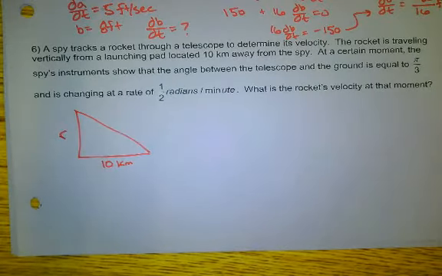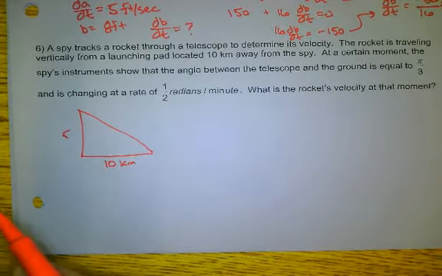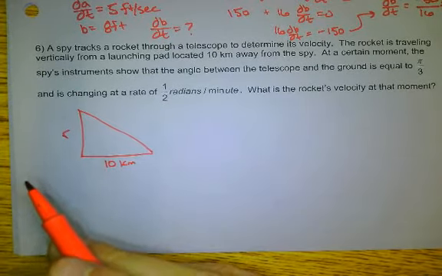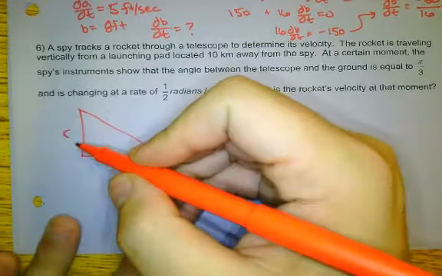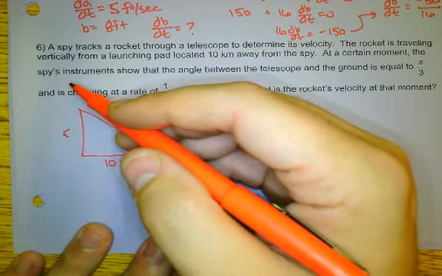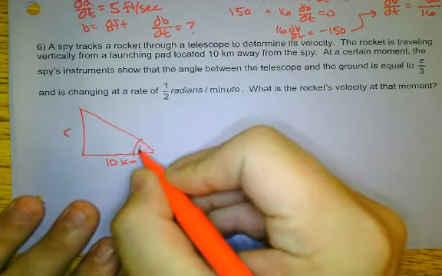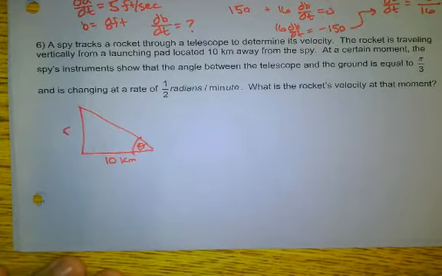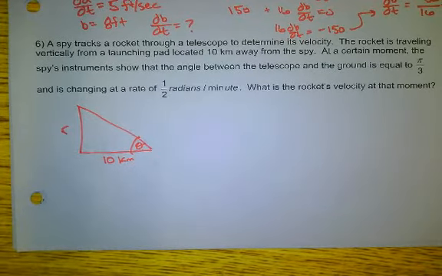Now, the reason I'm labeling this 10, is that 10 ever going to change? No, not from this experiment. The rocket, that's going to change. That's changing. And I'm also going to be using this theta right here. So let's go through and start labeling off our givens here. I already have the 10 labeled. What else do we know?